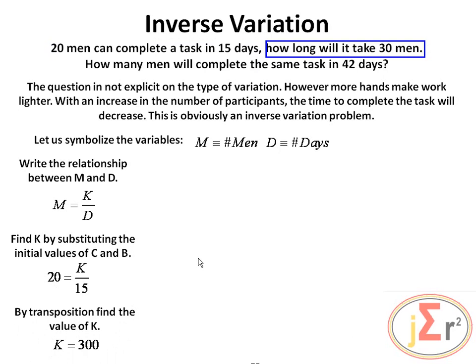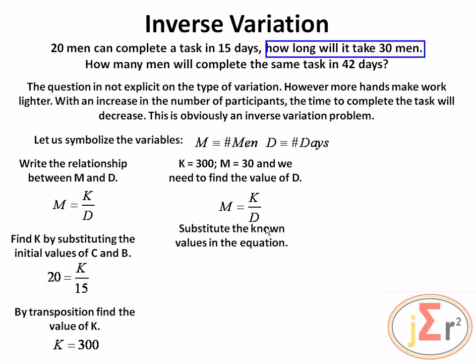How long will it take 30 men? What do we know? We know the constant of proportionality is 300, and we know the number of men is 30. So we're going to put 30 here, and the constant is 300. Substitute the known values into the equation. We multiply by d on that side because we are dividing by d here, and at the same time, we divide by 30. That transposition should not be any serious problem to you. So the number of days is 10 days.